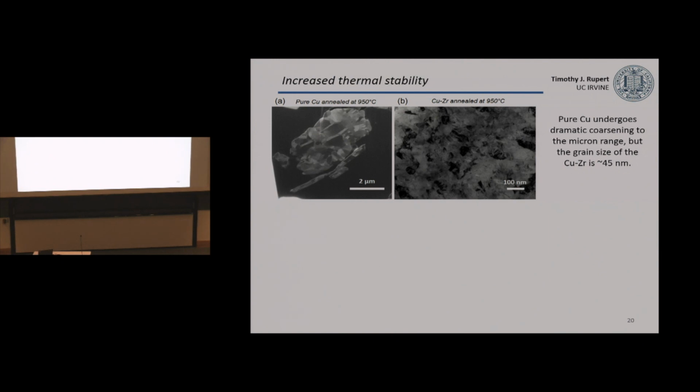It's not my main focus, but it turns out that doping the boundaries with this zirconium increases the thermal stability. These are two samples annealed for the same amount of time at 950 degrees C. This is the pure copper. So again, the contrast marks grains. These grains have grown to the micron range. They're not stable at all. The copper zirconium has stayed below about 50 nanometers. That's plenty stable for what I need.